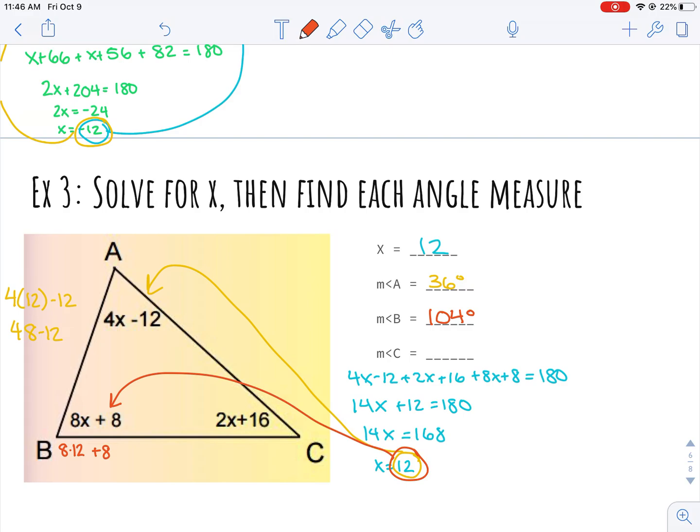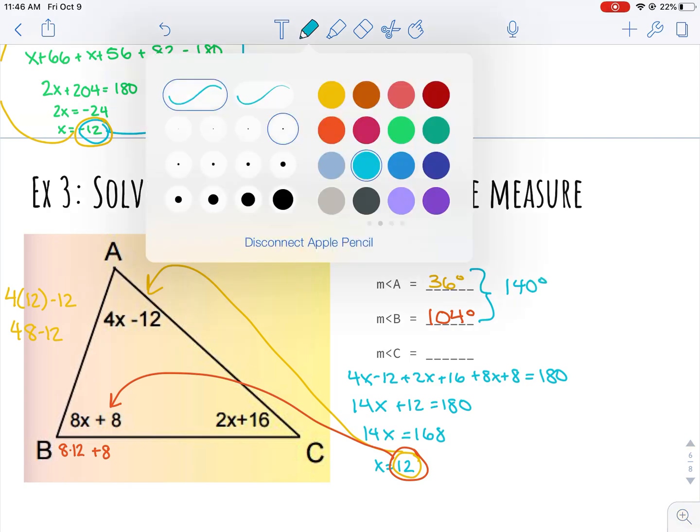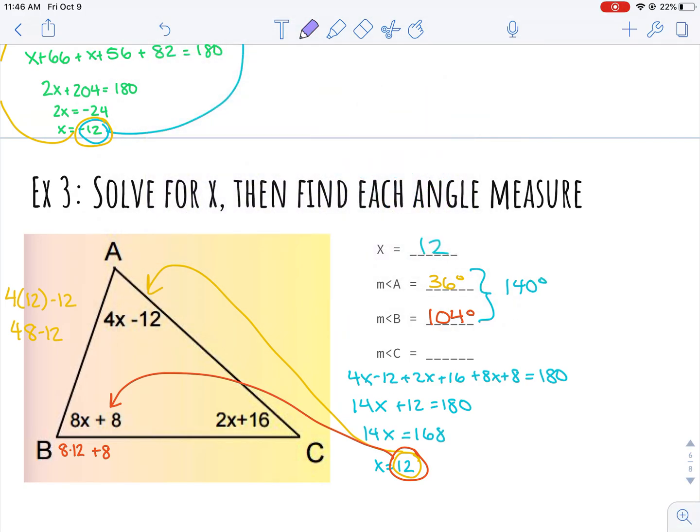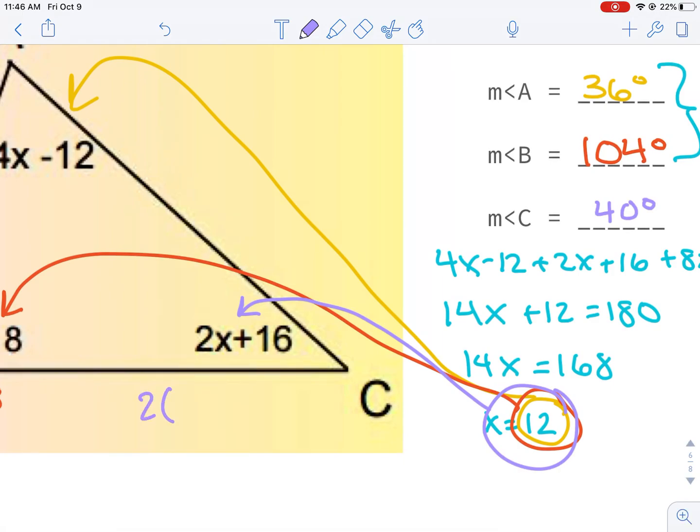And now I have a choice. I can either say, I've used 140 degrees so far, 180 minus 140, C must equal 40 degrees. Or I can say, nope, I like algebra and I like doing it this way, so I'm going to do 2 times 12 plus 16. And guess what? I still land at 40 degrees.